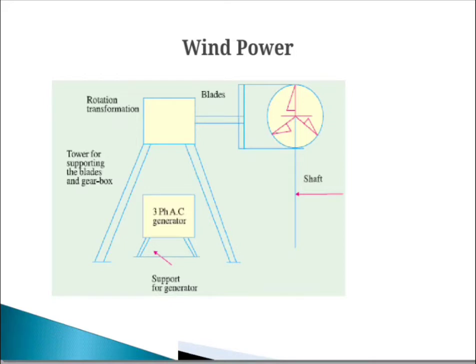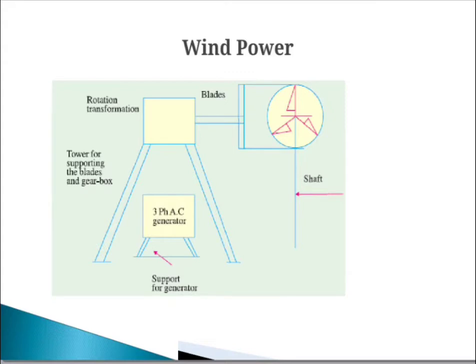The major parts of the wind turbine are: first, the tower. The tower is a very critical part of the wind turbine, and it supports all the parts. It not only supports the turbine but also raises it to sufficient height so that the blade tip is at a safe height during rotation. Not only that, we have to maintain the height of the tower so that it can get sufficiently strong wind for the generation of electricity.